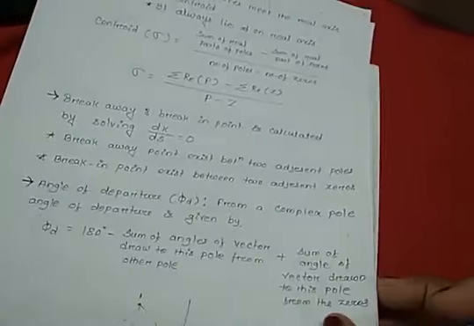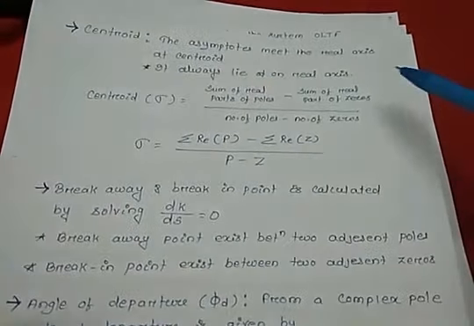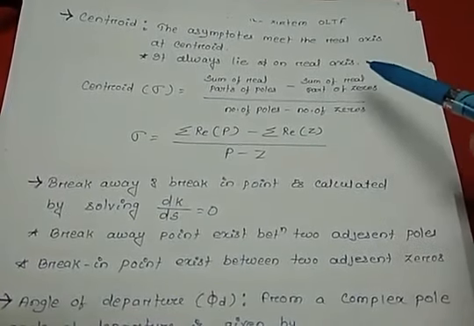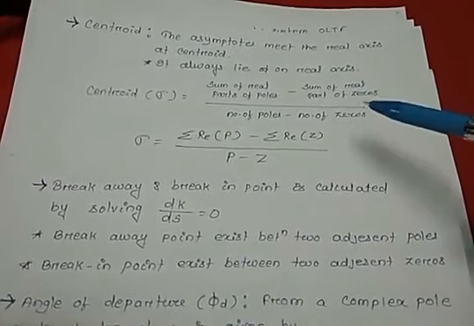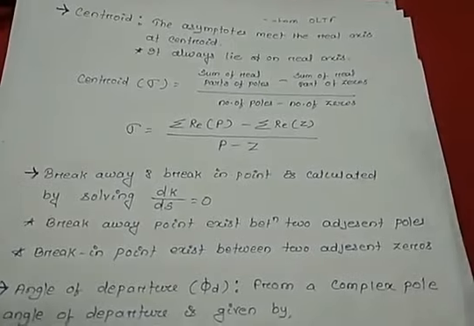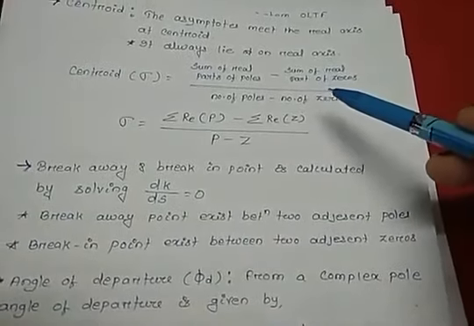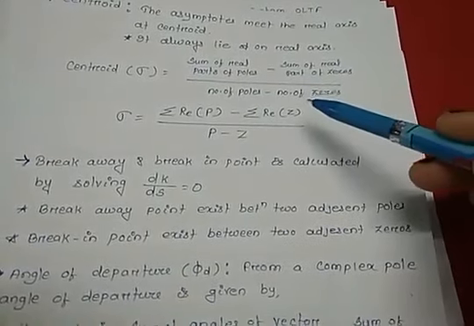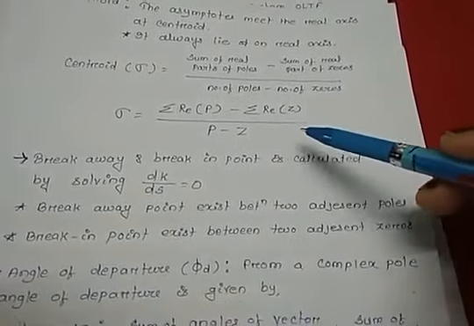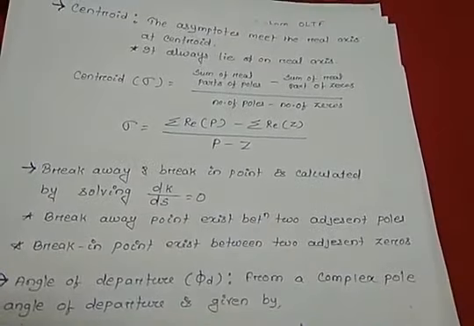Next is the centroid. The point where the asymptotes meet the real axis is called the centroid. It always lies on the real axis. The centroid formula is the sum of real parts of poles minus the sum of real parts of 0s, divided by p minus z, or number of poles minus number of 0s. That is represented as real part of p minus real part of 0 divided by p minus z.